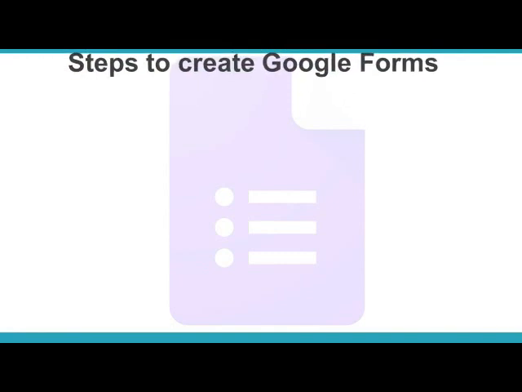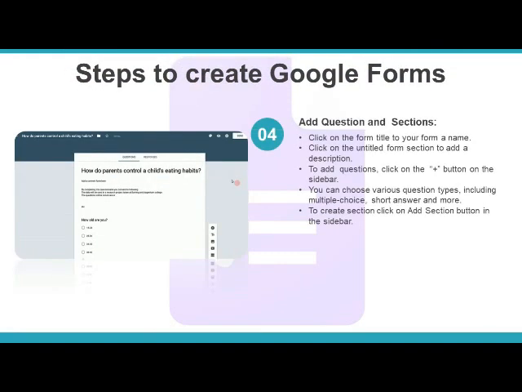4. Add questions and sections. Click on the form title to give your form a name. Click on the Untitled Form section to add a description. To add questions, click on the plus button on the sidebar. You can choose various question types, including multiple choice, short answer and more. To create a section, click on the Add Section button in the sidebar.